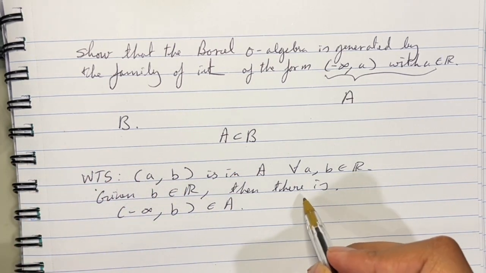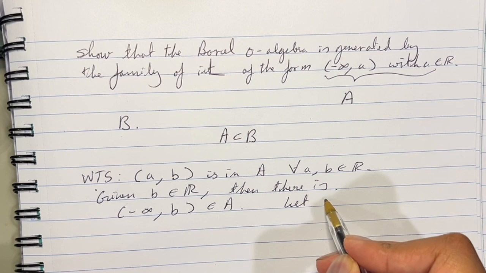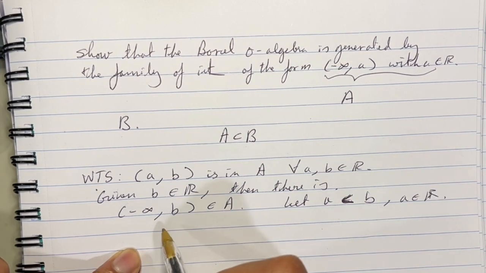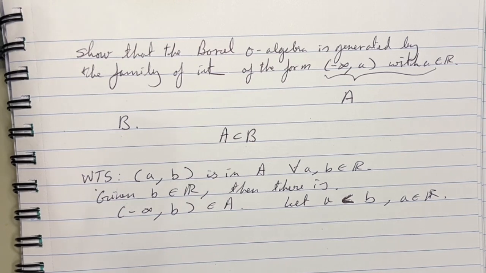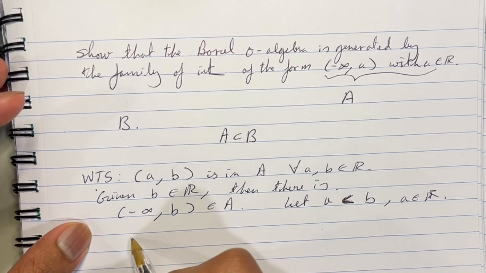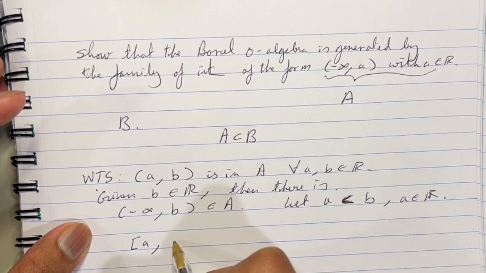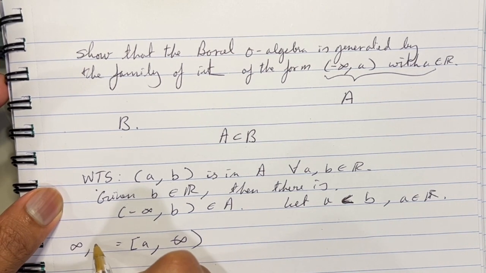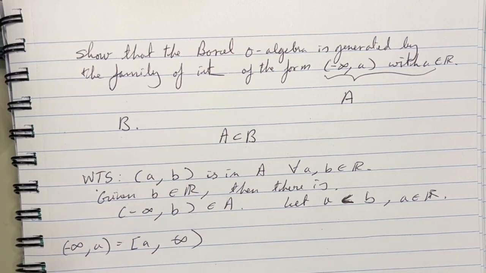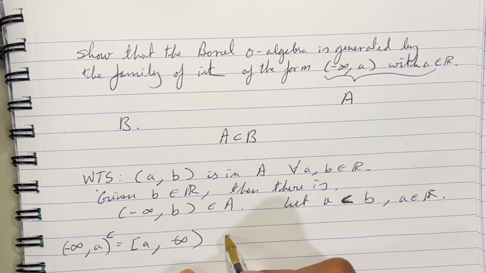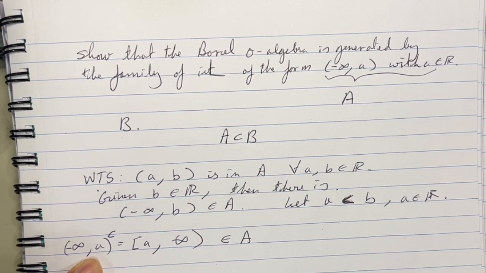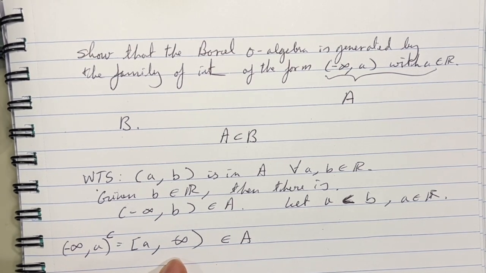So let a be less than b, real numbers. And because A is a sigma algebra and is closed under complements, we know that the complement of (negative infinity, a] is in A. This is the complement of an element in A, so this is in A, so that's good.